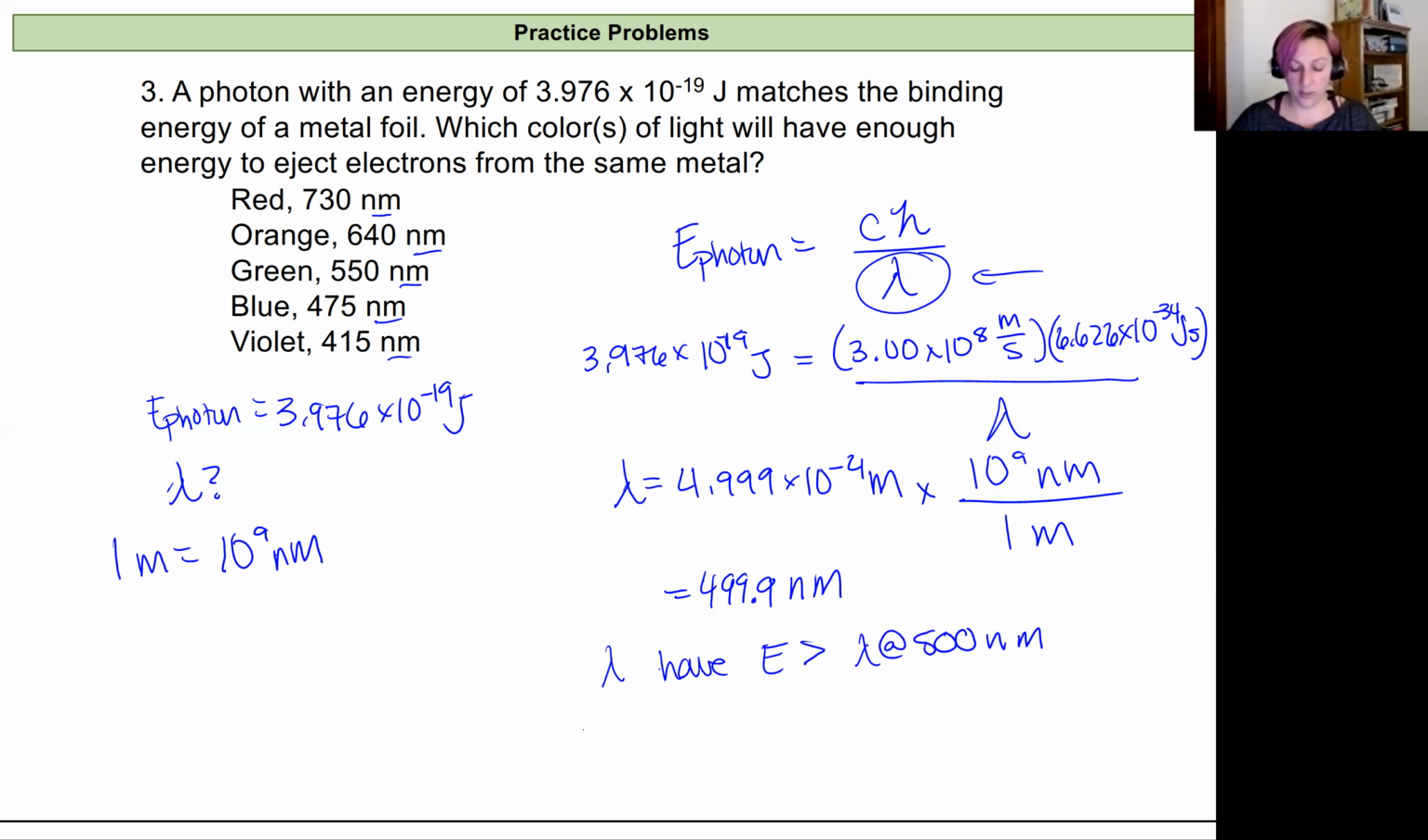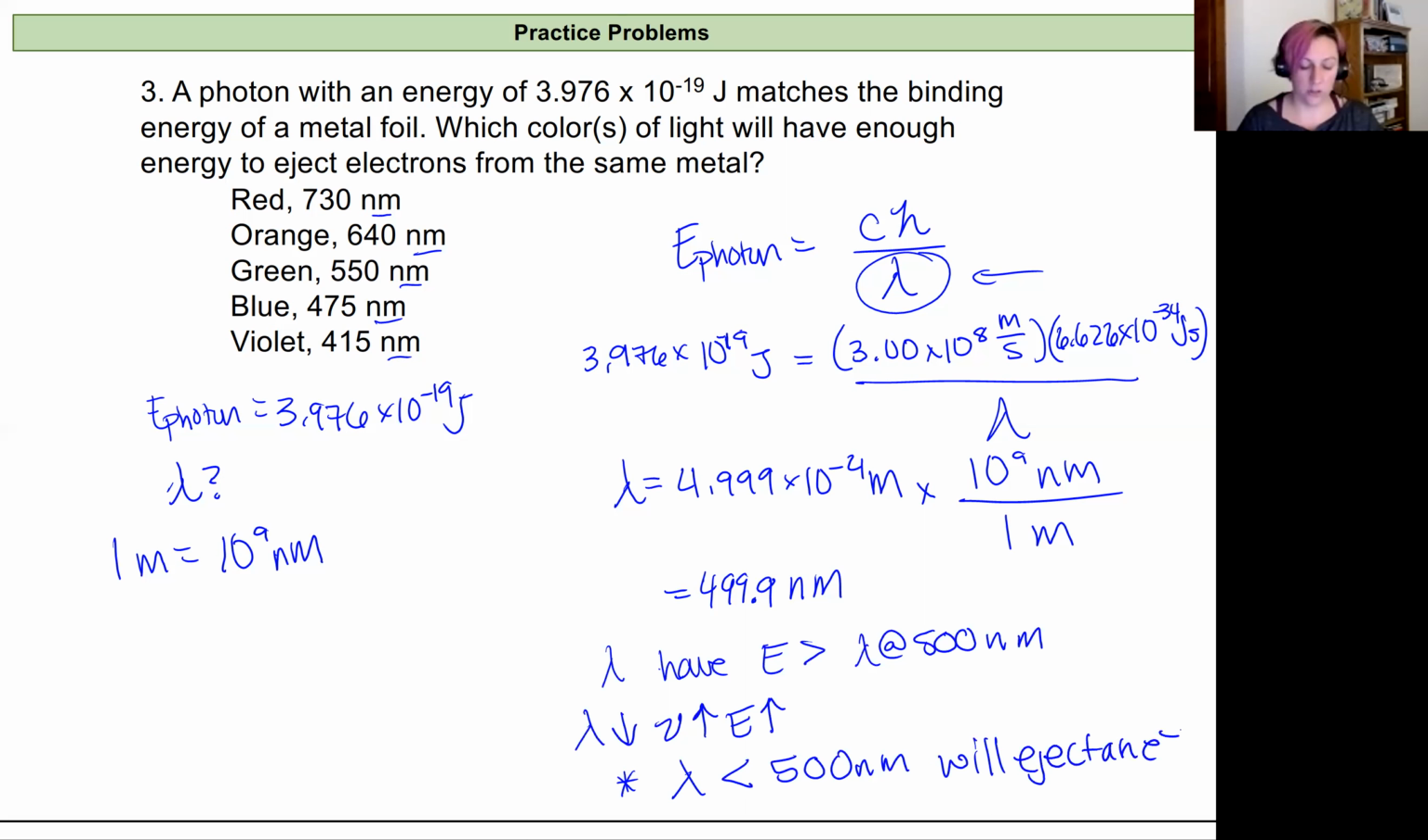So it's important to remember that as your wavelength decreases, your frequency increases. And as your frequency increases, your energy increases. So we are looking for anything with a wavelength less than 500 nanometers will eject an electron. So looking at our choices, that means that violet light will do it, and so will blue light, but not green, orange, or red.